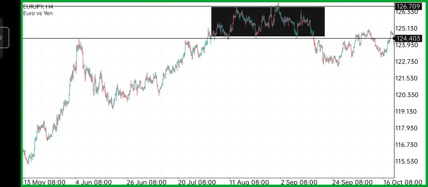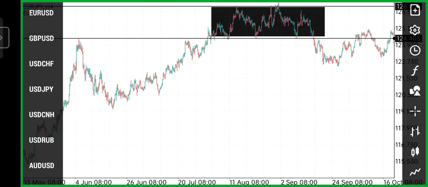But remember, this doesn't happen forever. It literally gets out of that ranging shape because it's not moving that much, and it starts to break out. We call it a breakout strategy.